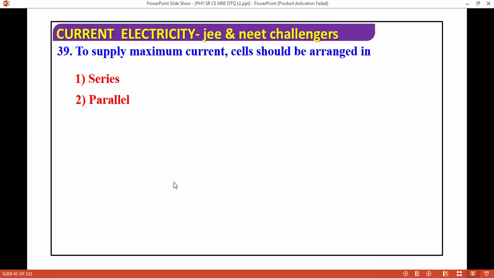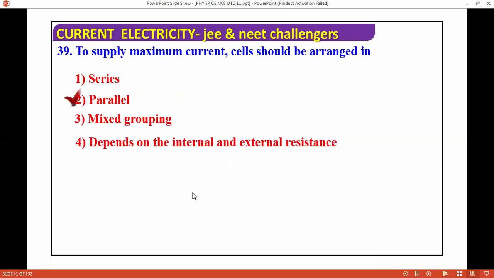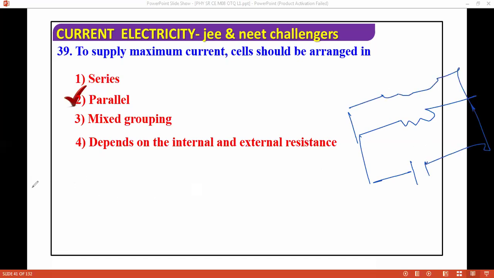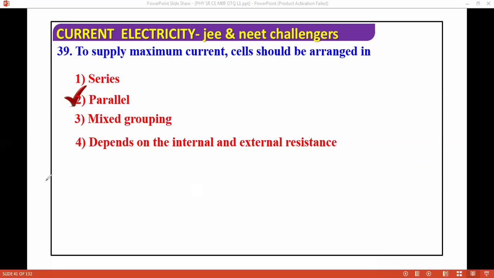To supply maximum current, cells should be arranged in parallel, so that we can provide E potential to the whole circuit. I hope you know the concepts, and that's why you are doing the questions. Otherwise, definitely you can't do them. If you know, you know. If you don't know, you don't know.